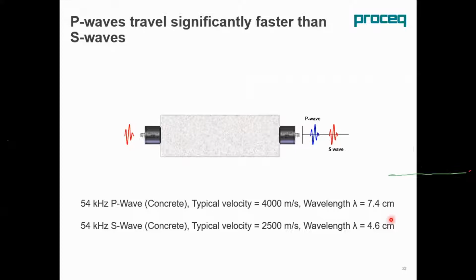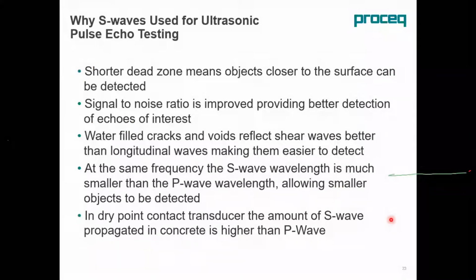So in some applications the S wave can be useful, for the following reasons. For example, better signal to noise ratio, less attenuative than the P wave, and also in dry point contact transducers, the amount of S wave propagated in concrete is much more than the P wave. So you get more signal and very good power, helpful for our analysis.